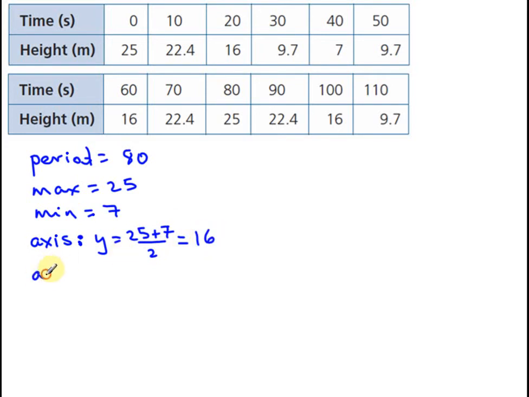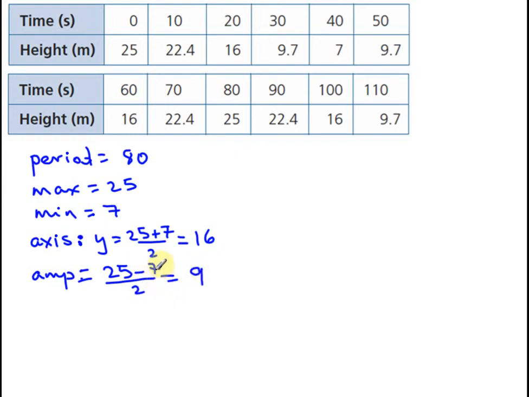And the amplitude is half the distance between the max and the min. So it's the max minus the min divided by 2. So 25 minus 7 divided by 2. Here 25 minus 7 is 18, divided by 2 is 9.